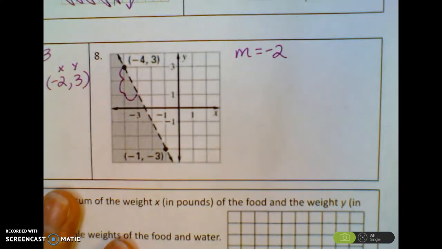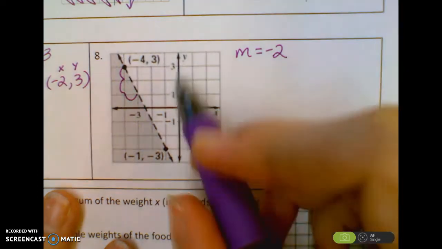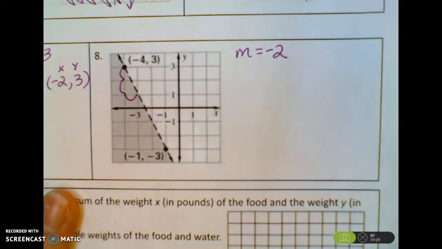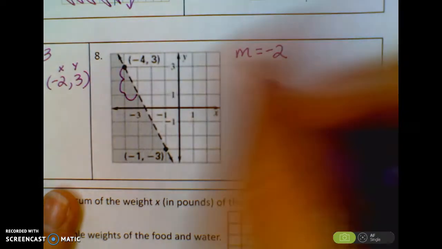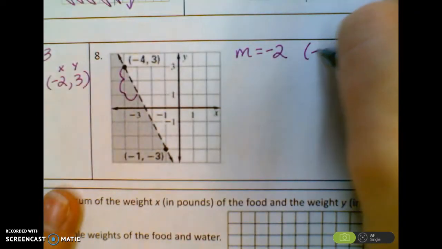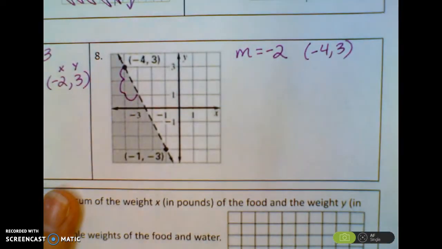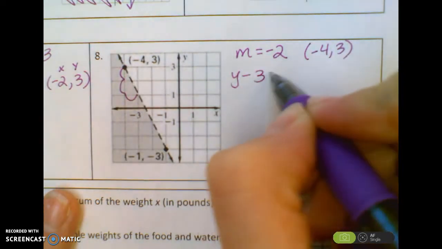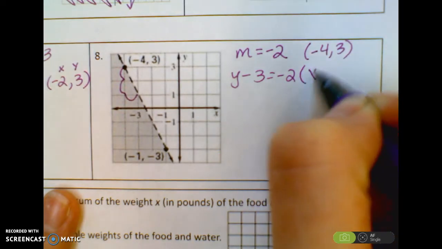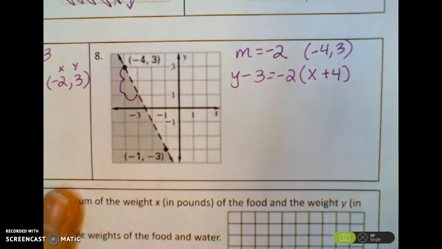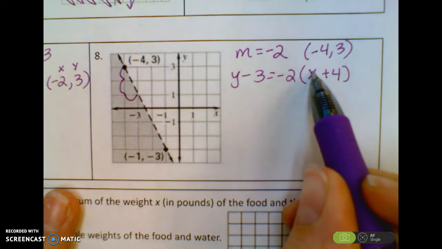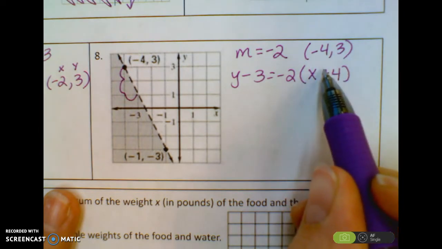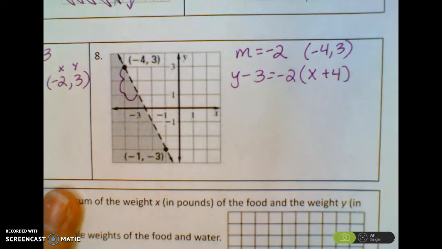And then do we have a b value? No, we don't. It does not touch the y-axis, so now we are going to pick a point that's on our line. I'm going to pick the point -4, 3. And we plug it into point slope form. That is y minus 3 equals -2 times x plus 4. It's a plus 4 because our original equation has x minus, and we're doing minus a negative.